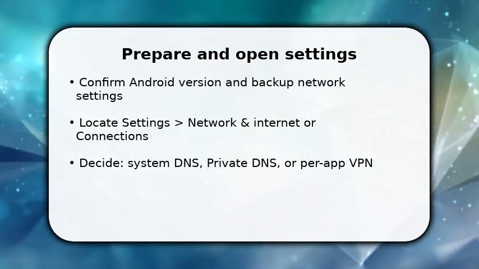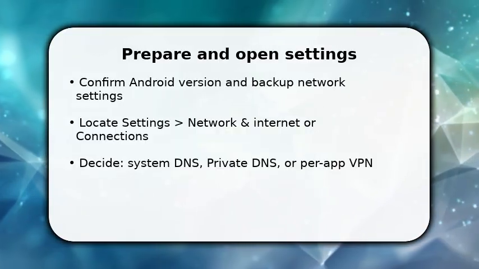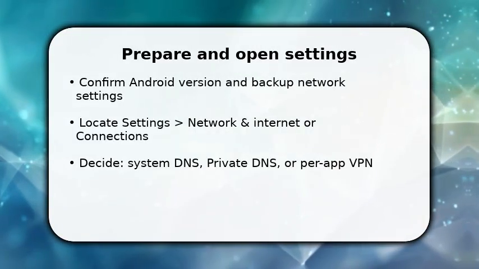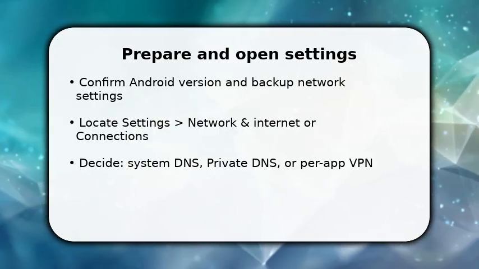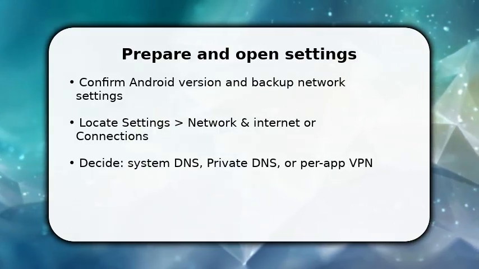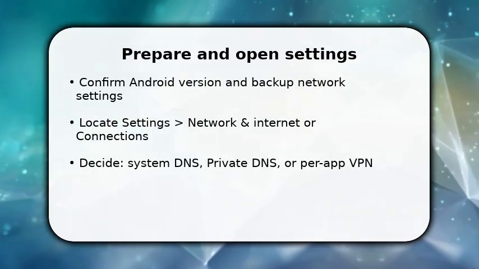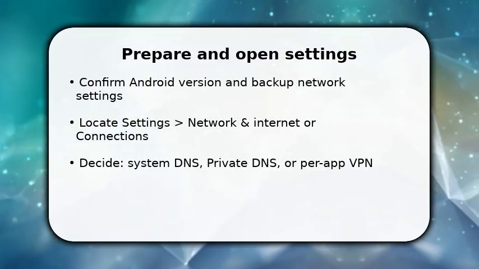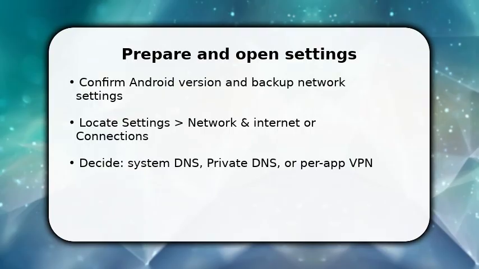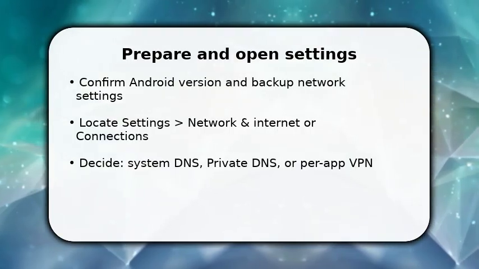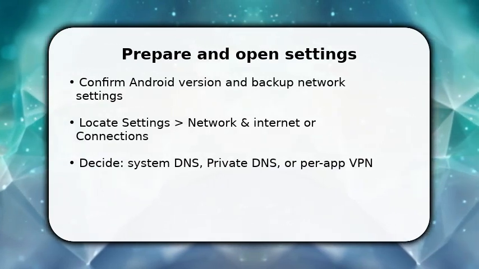You start by confirming your Android version and backing up any custom network profiles. This avoids surprises. Next, open Settings, then Network and Internet or Connections on some phones so you can act immediately. Decide whether you want system-wide DNS, private DNS, DNS over TLS, or a per-app solution like a VPN-based DNS app. Pick based on privacy and control. Once chosen, proceed to the specific DNS method below to apply the change and test reachability.